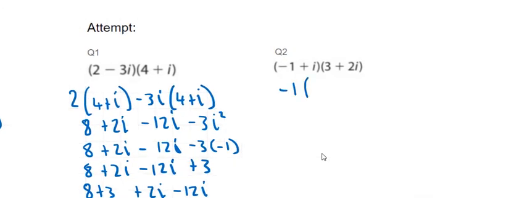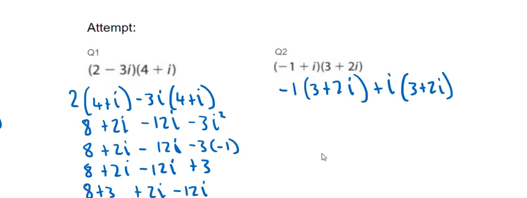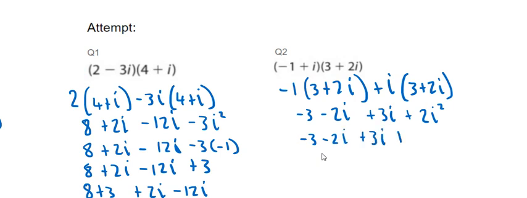Question 2 then, we have minus 1 multiplied by 3 plus 2i, plus i multiplied by 3 plus 2i. So minus 1 multiplied by 3 is minus 3, minus 1 multiplied by 2i is minus 2i. i multiplied by 3 is just going to be 3i. And then i multiplied by 2i would be 2i squared. And then we're going to convert the i squared into minus 1 again. So that's going to be minus 2, so minus 3 minus 2i plus 3i minus 2.